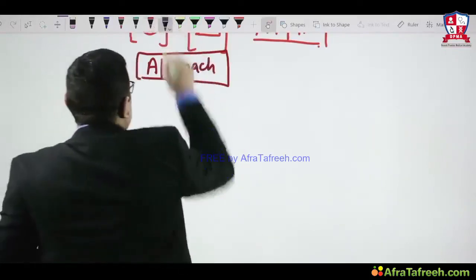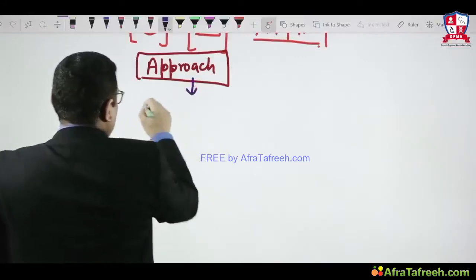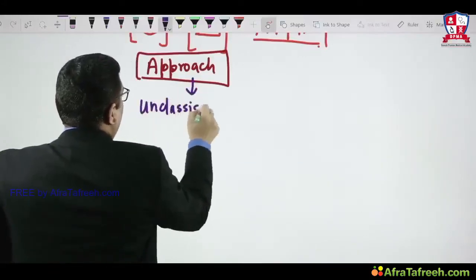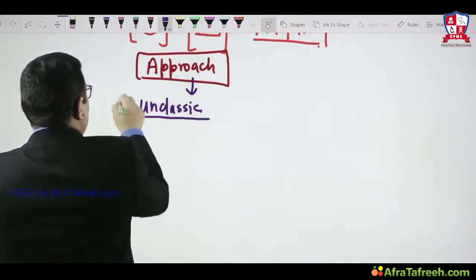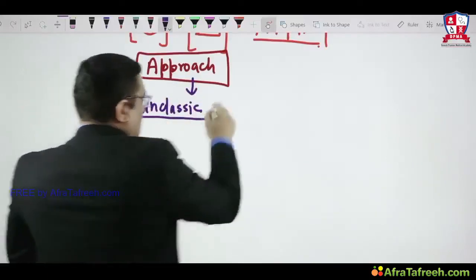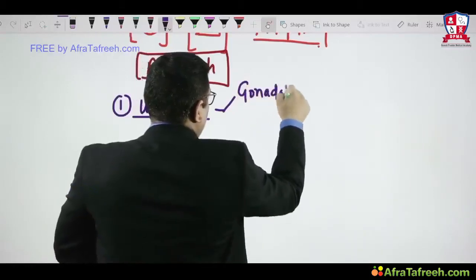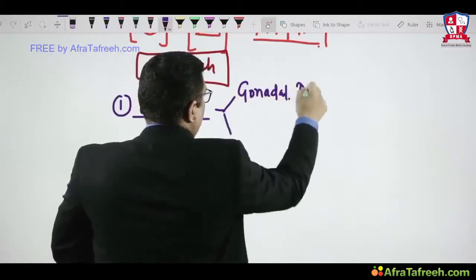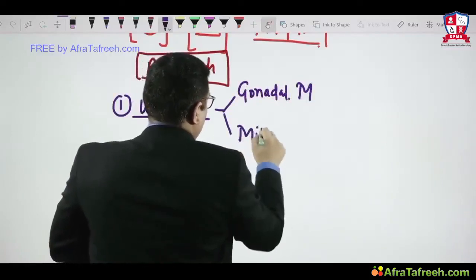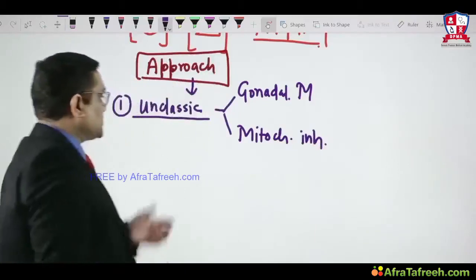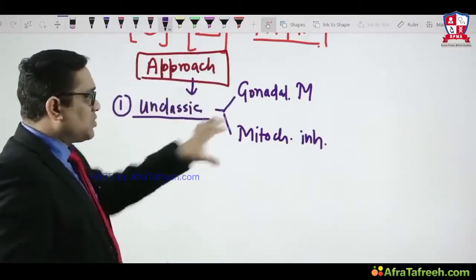So try to rule out unclassic inheritance first, right? So just keep that in mind. Try to rule out unclassic inheritance disorder first. Here we will see gonadal mosaicism, right? Gonadal mosaicism, mitochondrial inheritance, right? So try to rule out gonadal mosaicism and mitochondrial inheritance, the unclassic ones. First you try to rule out these two.